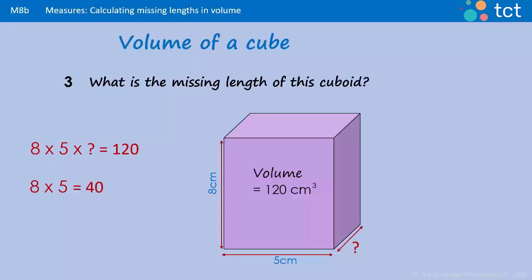What we have so far, 8 times 5 is 40. When we times that 40 by something else, we'll get to 120. So if we take 120 and divide it by 40, it'll take us to the missing number. And that's 3, because 3 lots of 40 makes 120. 8 times 5, that's 40. 40 times 3 is 120. The missing dimension is 3 centimetres.